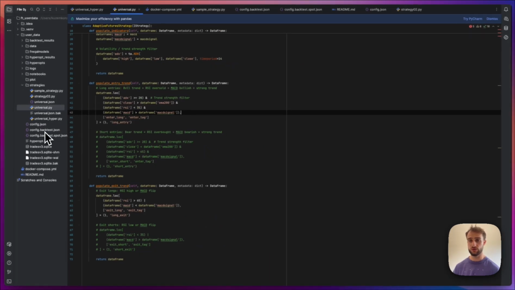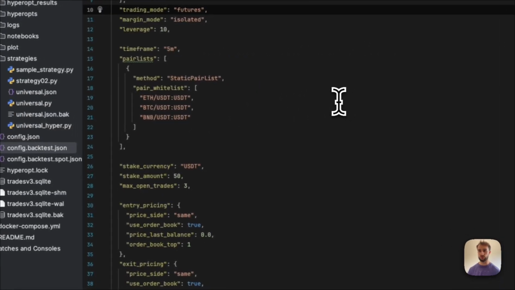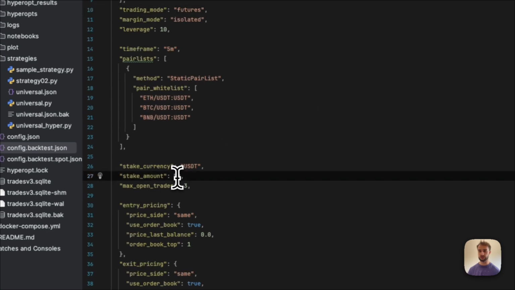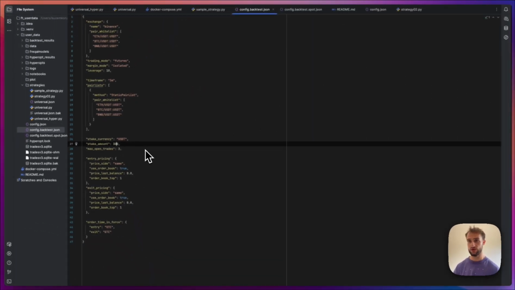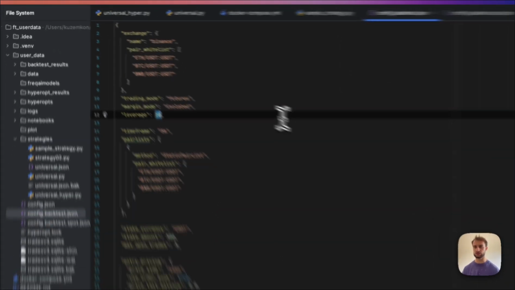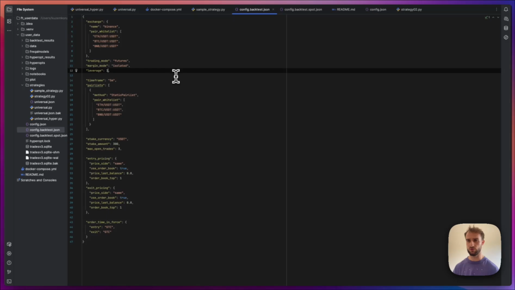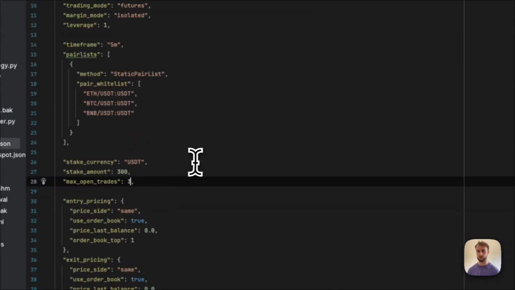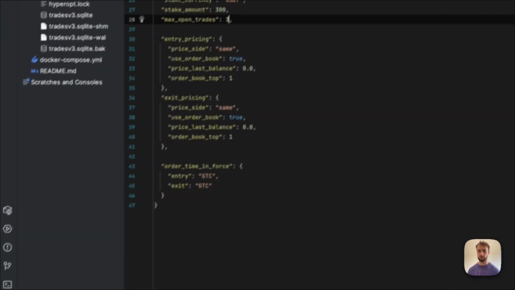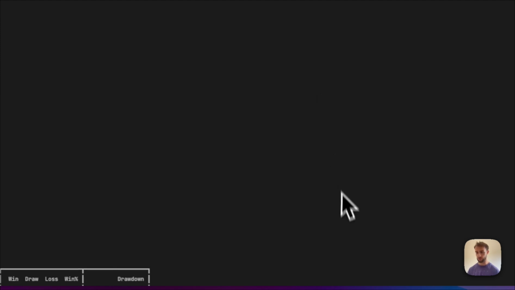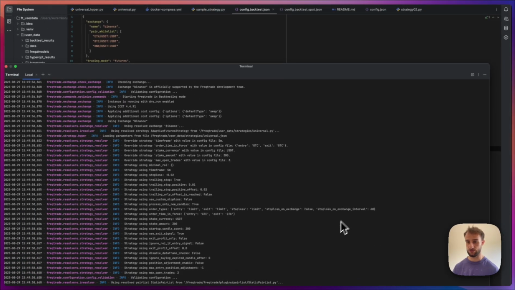So the first thing I'm going to do is increase the budget. I go to my configuration and go to the stake amount. We have 3 trading pairs, so we can easily go to 300. Oh, we have leverage 10. That's really a lot. So let's have leverage 1 at the moment. Max open trades 3. That's fine because we have only 3 trading pairs. And let's see if increasing the budget will change the situation.